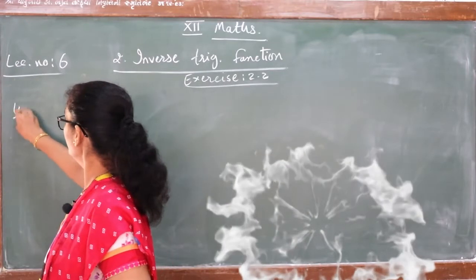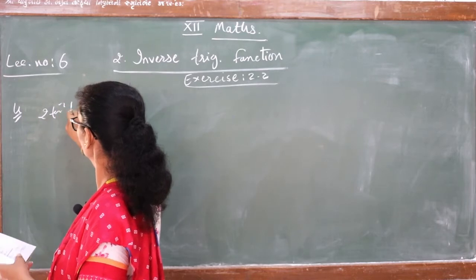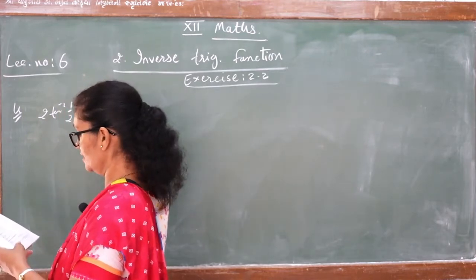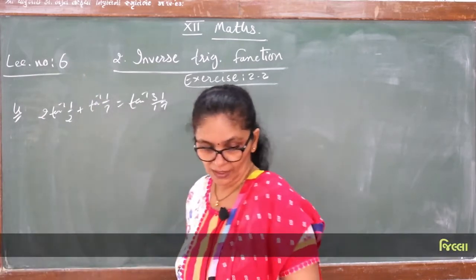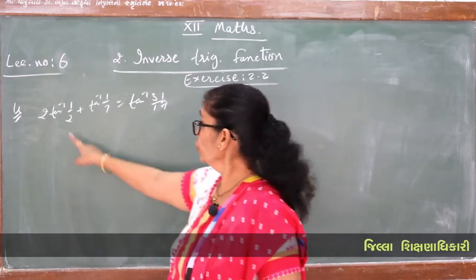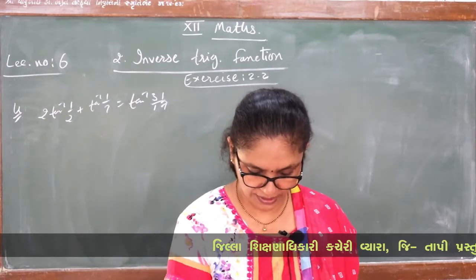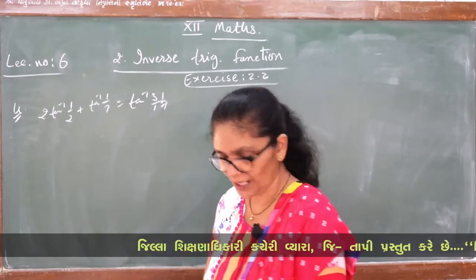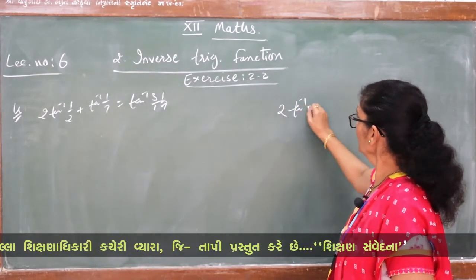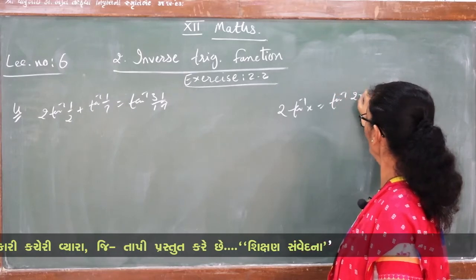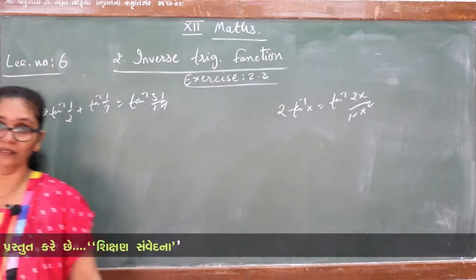Your fourth question of exercise 2.2 is 2 tan inverse half plus tan inverse 1 by 7 equal to tan inverse 31 by 17. Now you already know 2 tan inverse half. We have its formula; in the previous class we discussed it. What is the 2 tan inverse x formula? I write it again: 2 tan inverse x equals tan inverse 2x upon 1 minus x square. This is your formula, so we will apply it here.